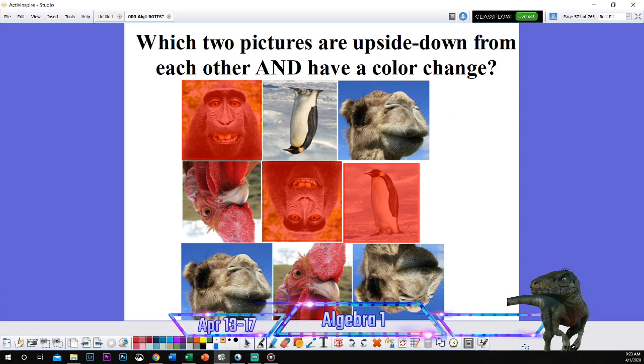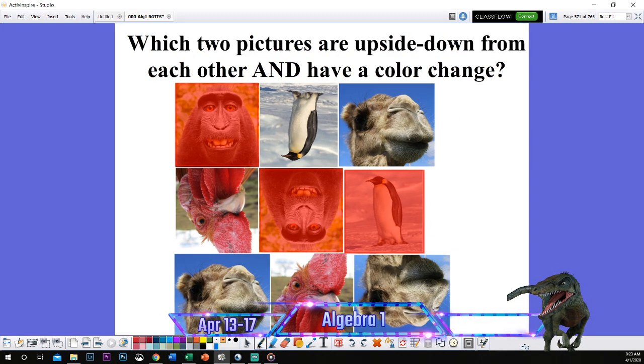Alright, now I'm going to ask you a stranger question. Which two pictures are upside down from each other and also have a color change? Which ones are upside down from each other and have a color change? Alright, if you said the penguin, you are correct. Those are upside down. One is red and one is not.